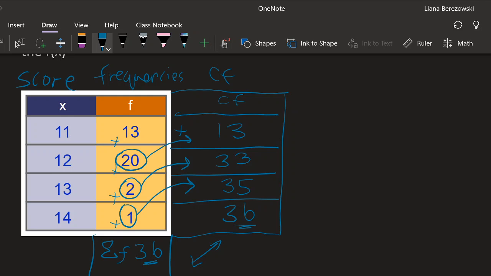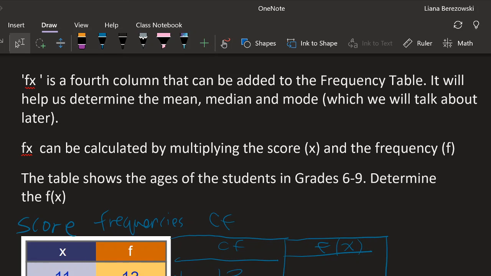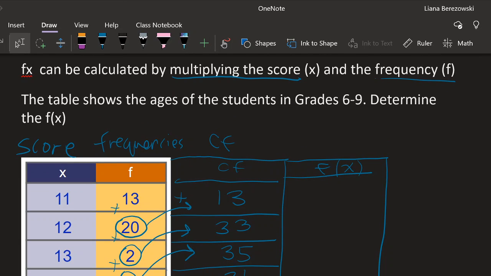Okay, now the fourth column that we're going to add, this is the one that we're talking about today, called f of x. Okay, so f of x, and we just write it f and then x in brackets. Okay, so f of x is just going to be, if we remember how we calculate this above, calculated by multiplying the score and the frequency. Okay, so f times x, right? So it kind of makes sense why we're calling it f of x. All we're doing is multiplying the frequency, which is f, times the score, which is x.